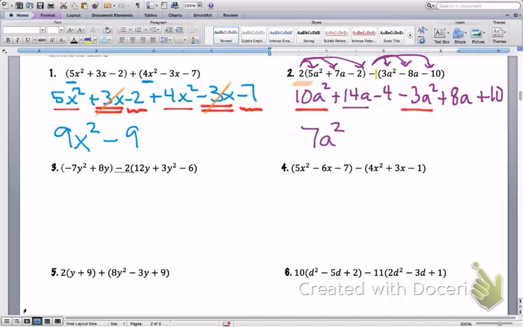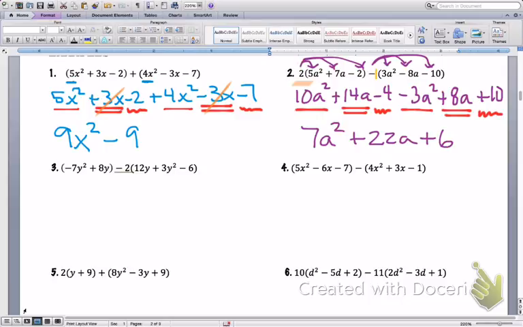14a combines with the other a term, 8a. We add them and we get positive 22a. And then the last two terms, the negative 4 and the positive 10, give us positive 6. And again, we multiplied a trinomial and then subtracted it by a trinomial, and we got another trinomial. All right, let's look at the next one.